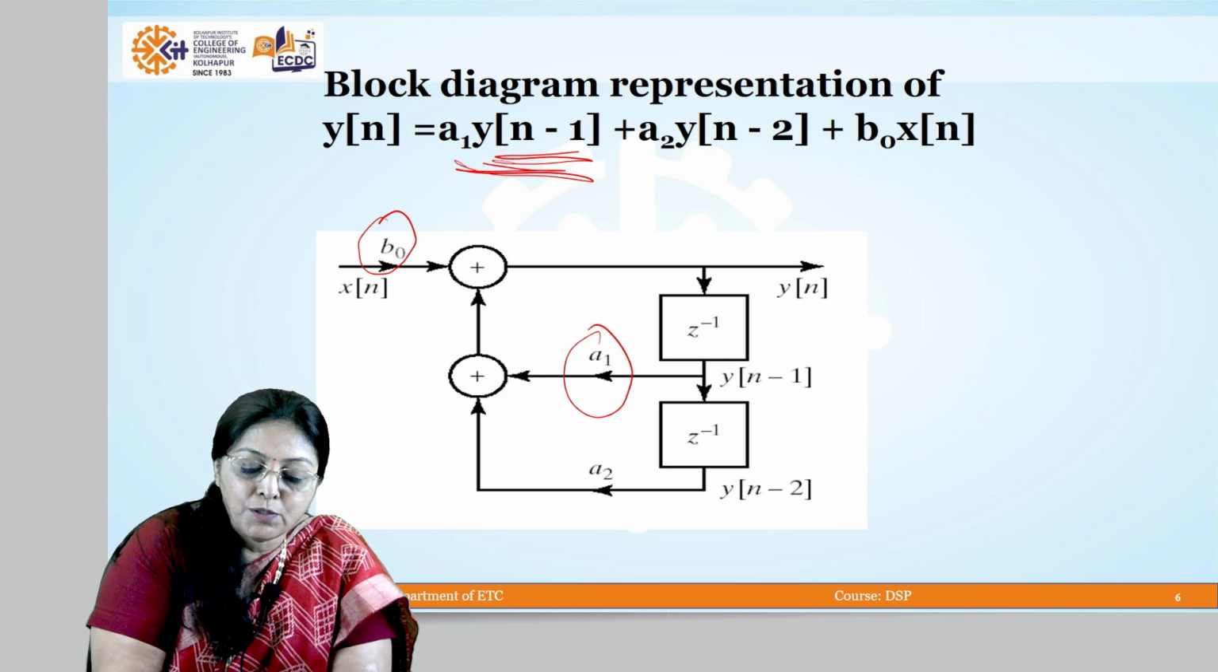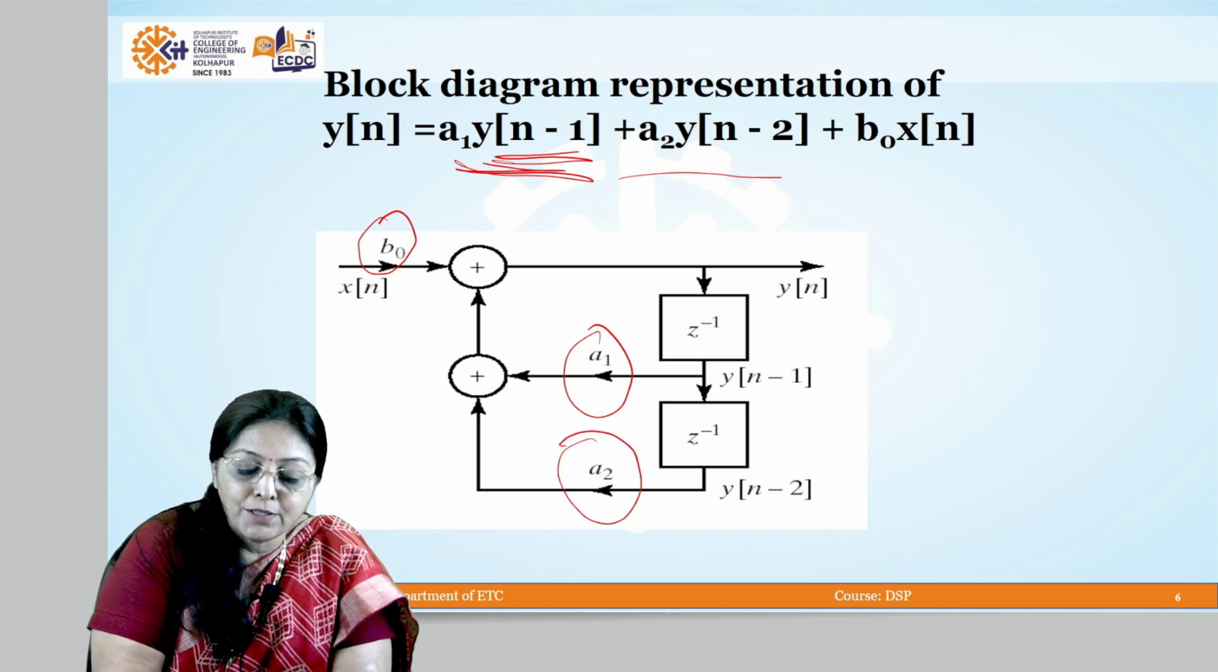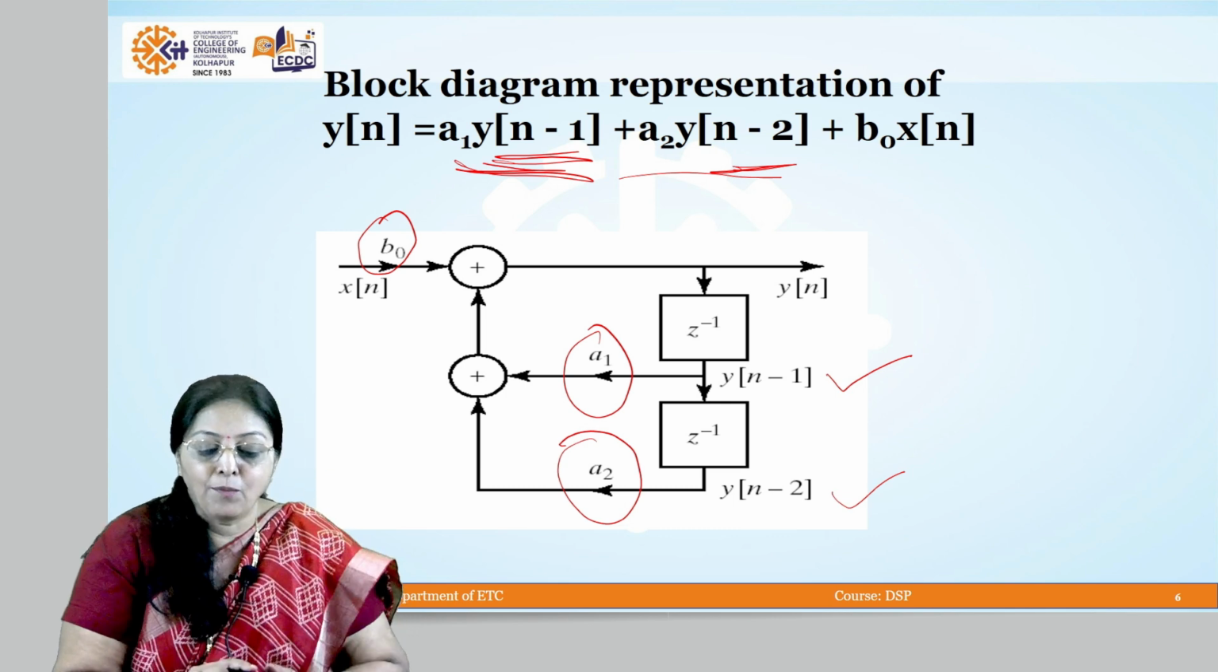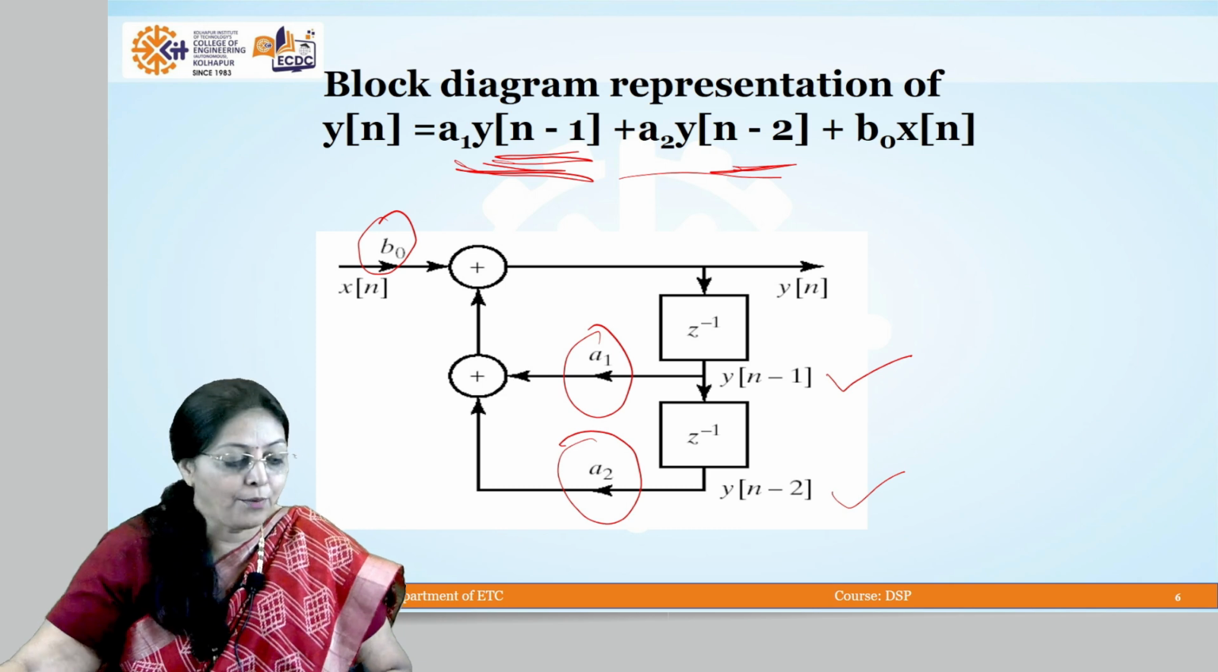Then we focus on a2 y of n minus 2. Here a2 is the next multiplier, and it multiplies y of n minus 2. So we require two delays, for n minus 1 and n minus 2. Likewise, two delays are required. So y of n minus 1 needs a single delay, y of n minus 2 needs two delays, and here we get the output y of n. This is the general block for representing any diagram in the realization format.